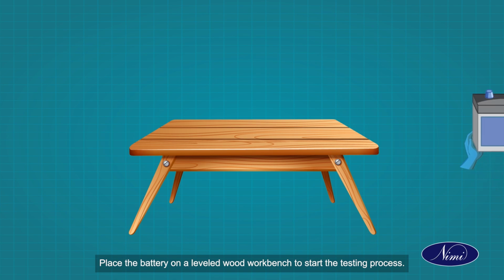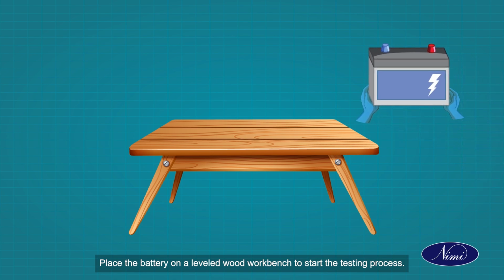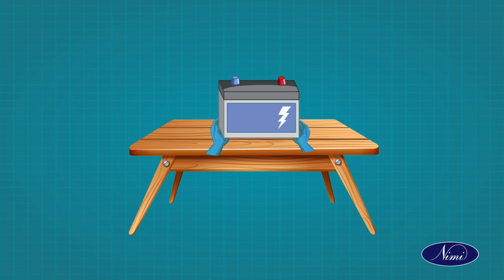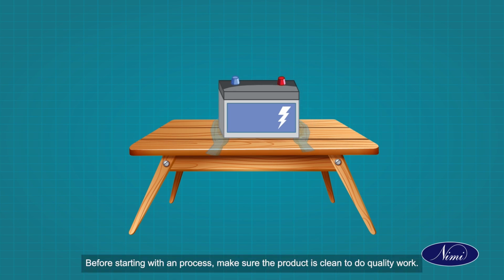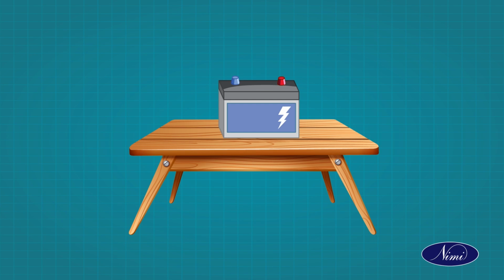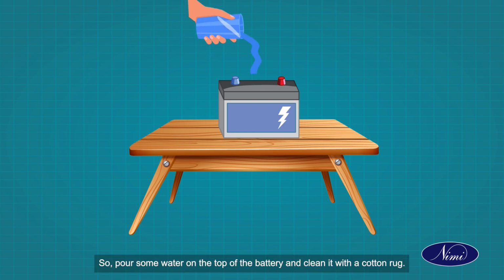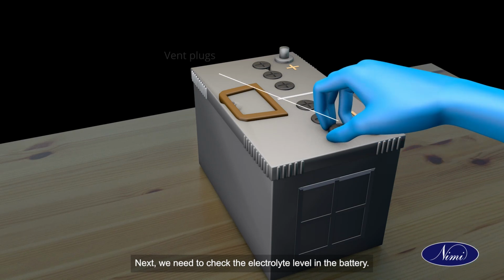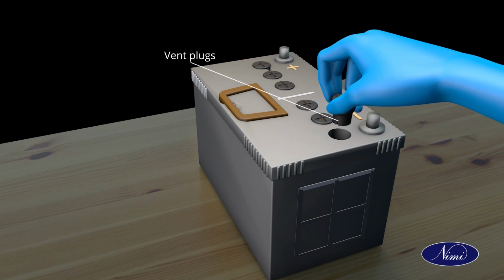Place the battery on a leveled wood workbench to start the testing process. Before starting the process, make sure the product is clean to do quality work. So pour some water on the top of the battery and clean it with a cotton rag. Next, we need to check the electrolyte level in the battery. So remove all the vent plugs.